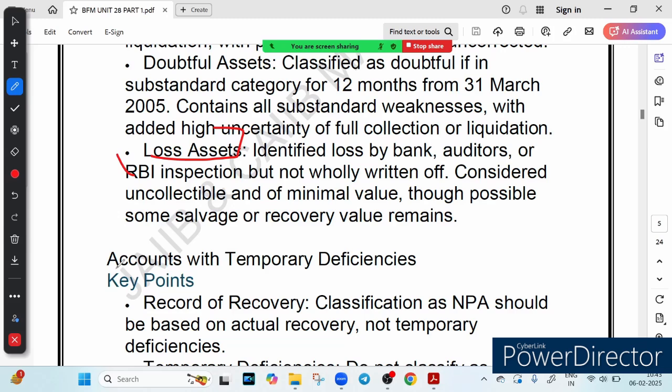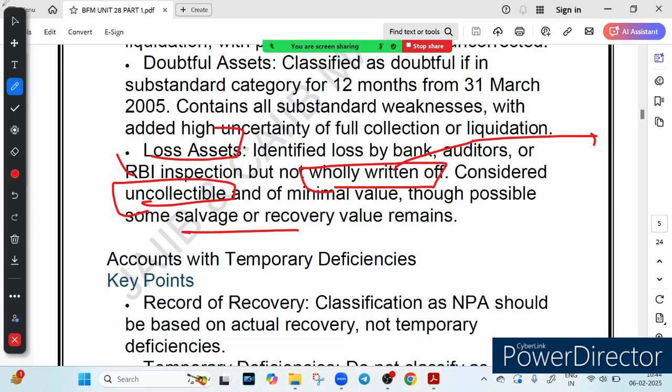This is when the RBI, auditors or the bank have officially identified it as a complete loss. This loan is uncollectible, and there might be some salvage or recovery value, but most of it is gone. Even if it is still in the books, it must be written off as soon as possible, right? Think of it like a burnt house. There might be a few items to recover, but the structure is gone. So that is what we have discussed, the three stages, right?